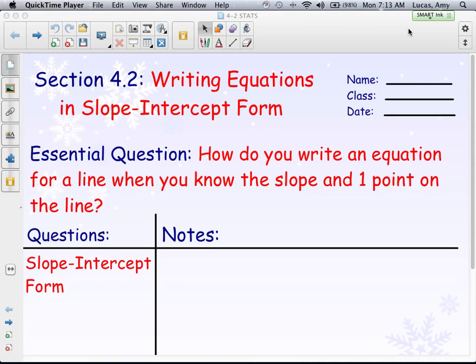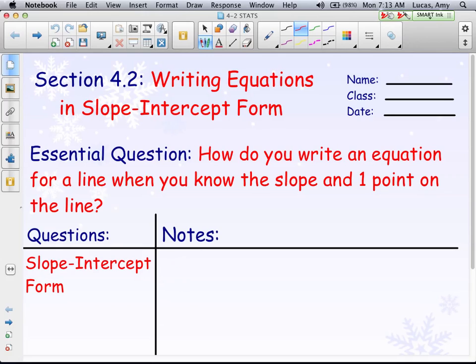Lesson 4.2, Writing Equations in Slope-Intercept Form. Our essential question is, how do you write an equation for a line when you know the slope and one point on the line? So we're going to use slope-intercept form just like we've been using.